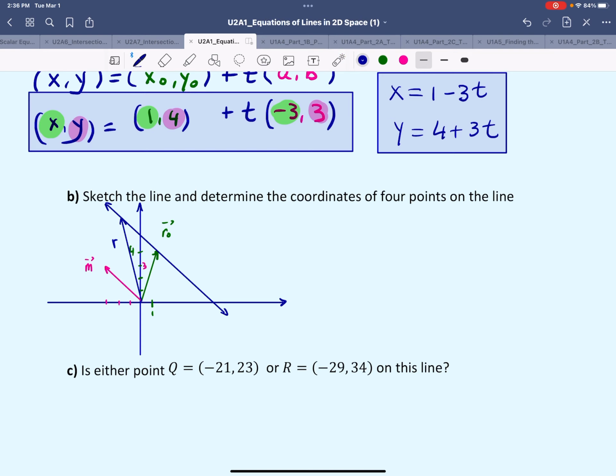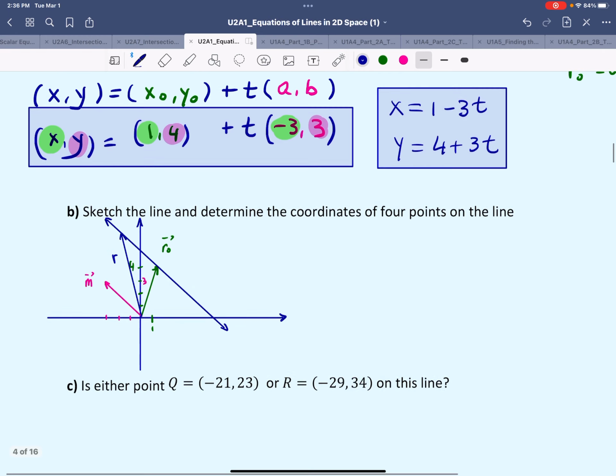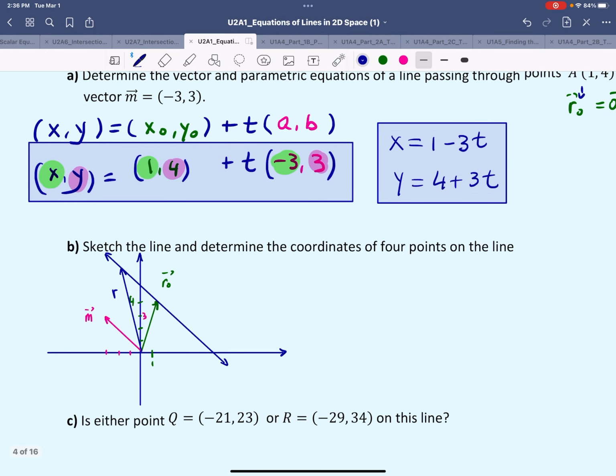So if we want to find additional points on the line, then all we have to do is substitute different t values. So why is that? If you decide to draw the vector r in here, or in here, or in here, all these vectors will be written as a sum of r0 plus a scalar multiple of vector m. So if the vector r is here, then it will be written as a sum of r0 with a scalar multiple of vector m.